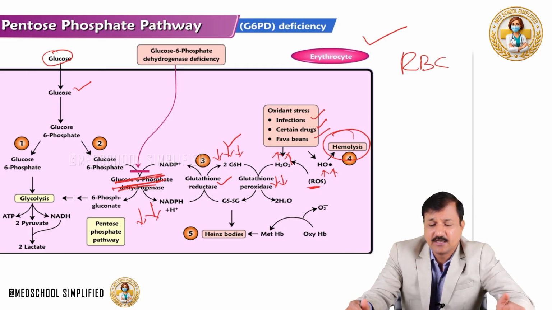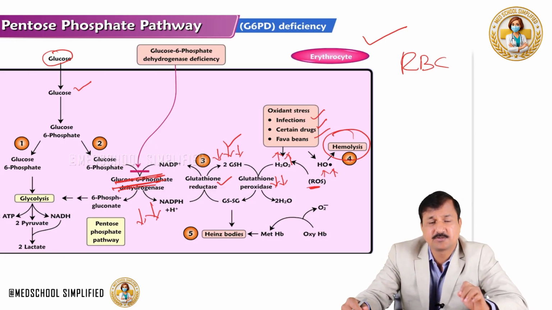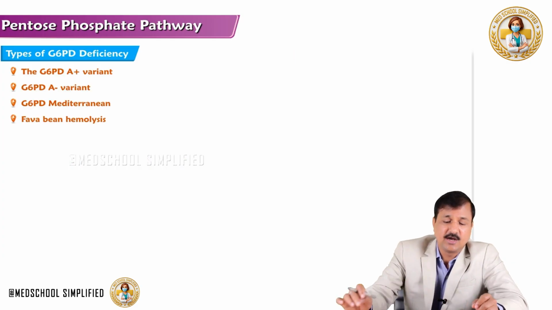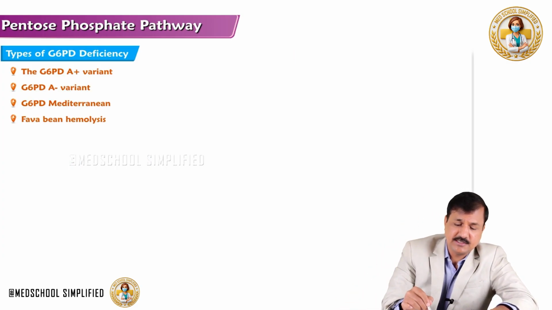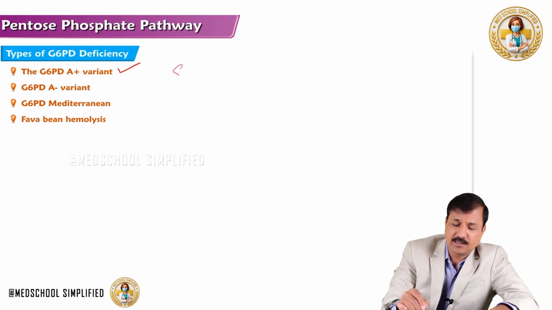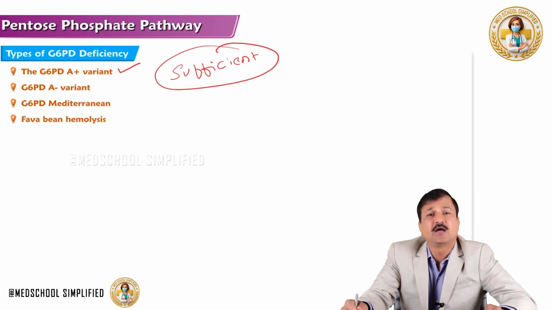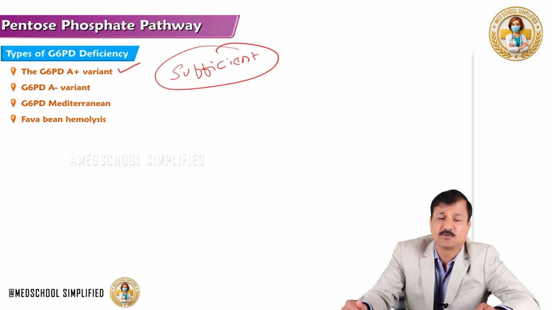Hemoglobin is lost, leading to severe hemolytic anemia. This is the mechanism of hemolysis in G6PD deficient patients. Now, G6PD deficiency can be divided into 4 types. That is the G6PD A plus variant, and G6PD A plus variant means these patients have a relatively sufficient glucose-6-phosphate dehydrogenase enzyme, and usually they don't show any signs of severe hemolysis.